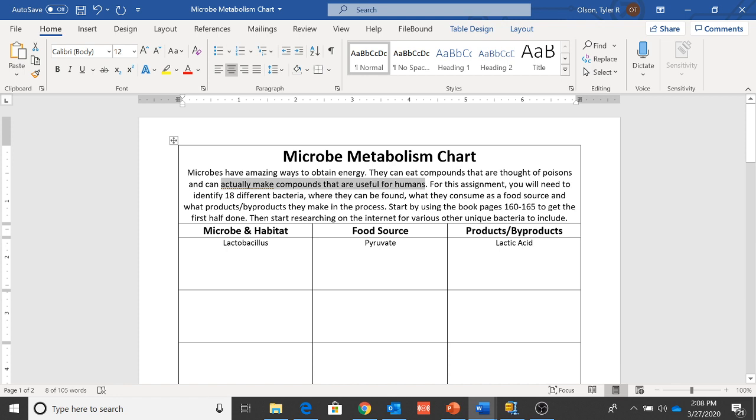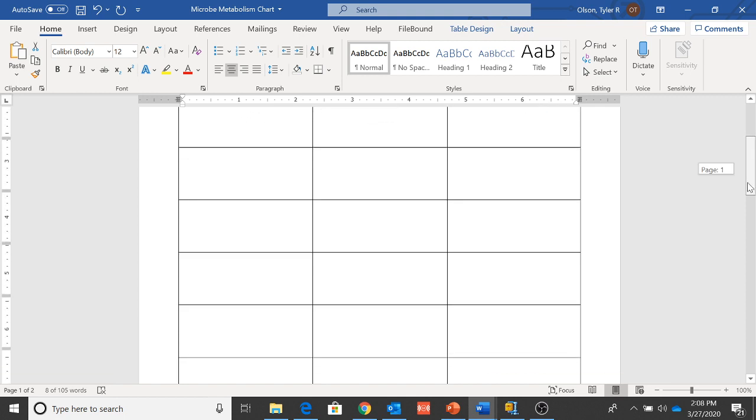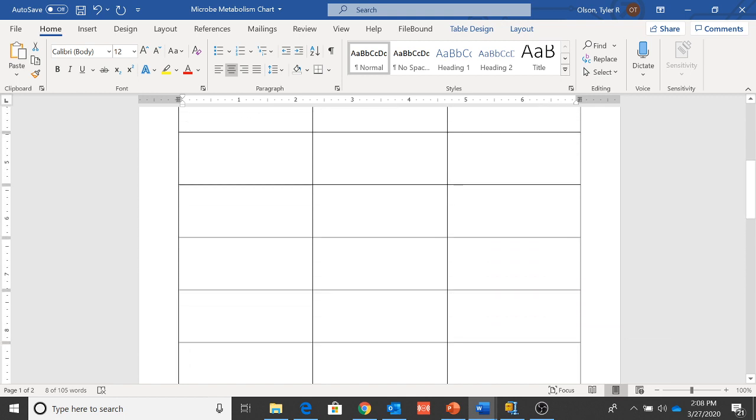So we got 10. That leaves us 8 that you have to figure out. Things that I would look at. There are bacteria that can break down hydrocarbons in like fossil fuels, like oil and things like that. And they make some byproducts that you can look into.